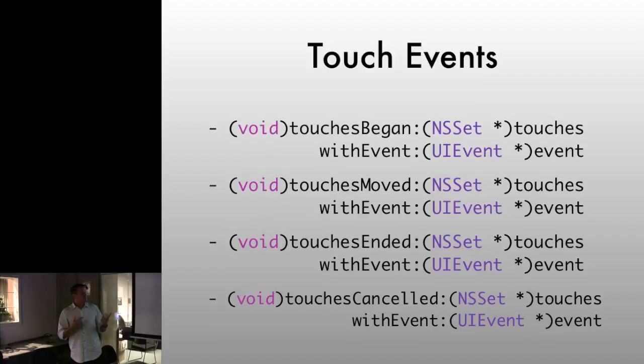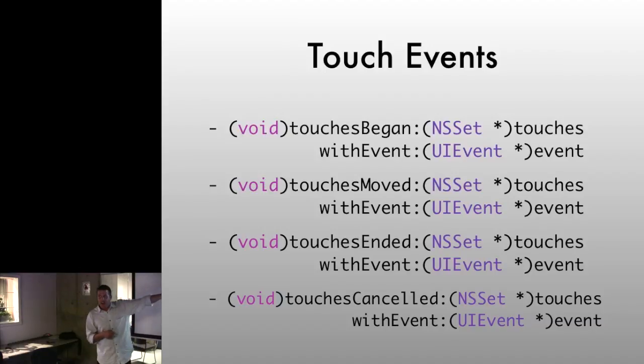So touch events look like this. Are there still 4? Mm-hmm. So here are the 4. Touches began, touches moved, touches ended, and touches canceled. These are the 4 main events. Here's what the template for them are.